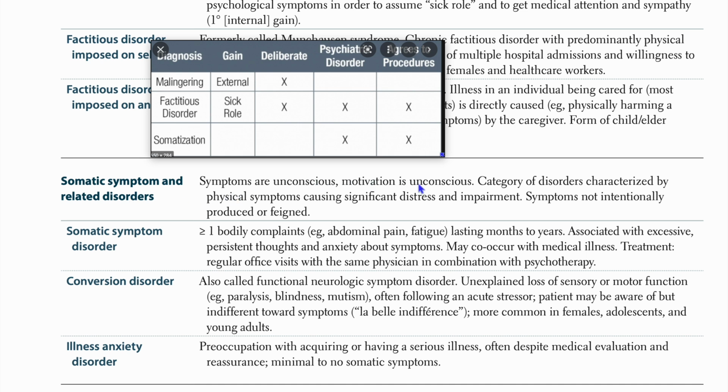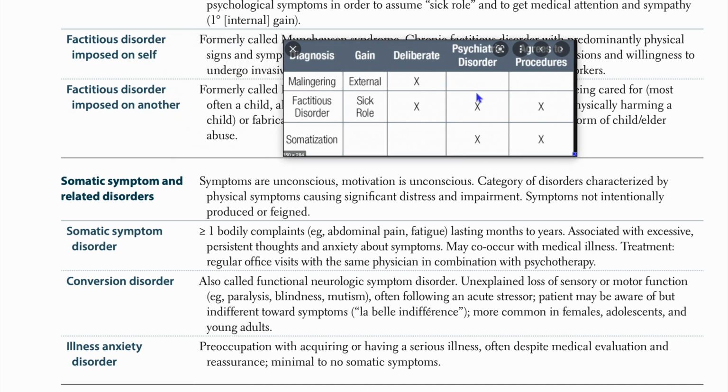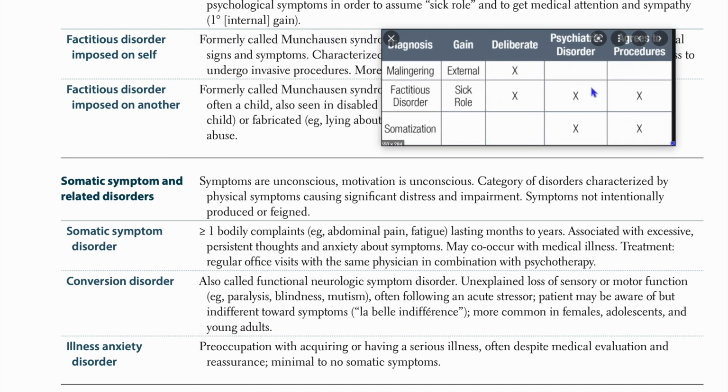Symptoms are unconscious, motivation is unconscious. Category of disorders characterized by physical symptoms causing significant distress and impairment. Symptoms are not intentionally produced or feigned. Okay. No, actually, wait, I said it wrong. Doctors think that it's nothing because they can't find anything, but it turns out that it's somatization. It's because it's one of these things. Conversion, I think. We'll read about it. I think I'm speaking too soon. Symptoms are not intentionally produced or feigned, right? So that. Somatic symptom disorder.